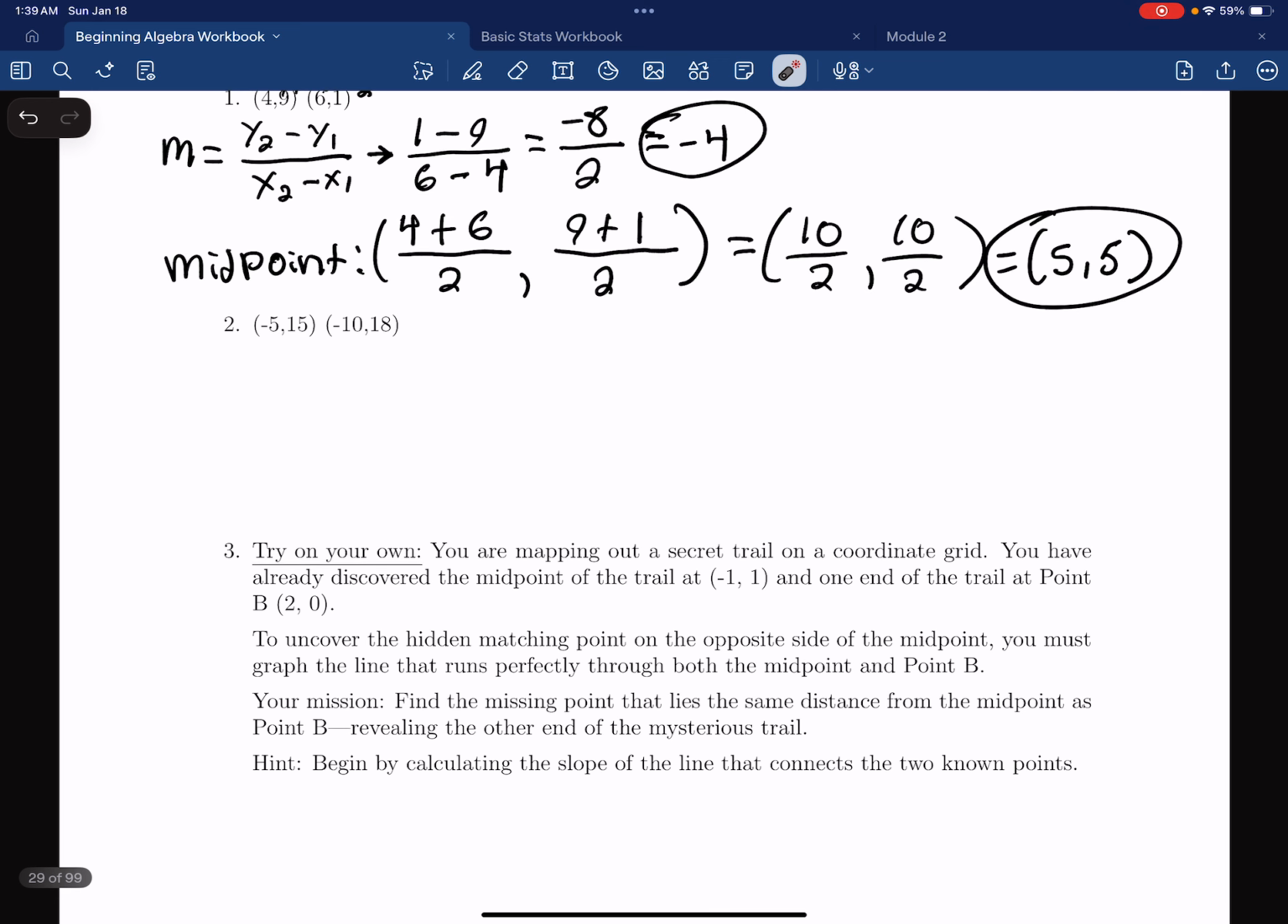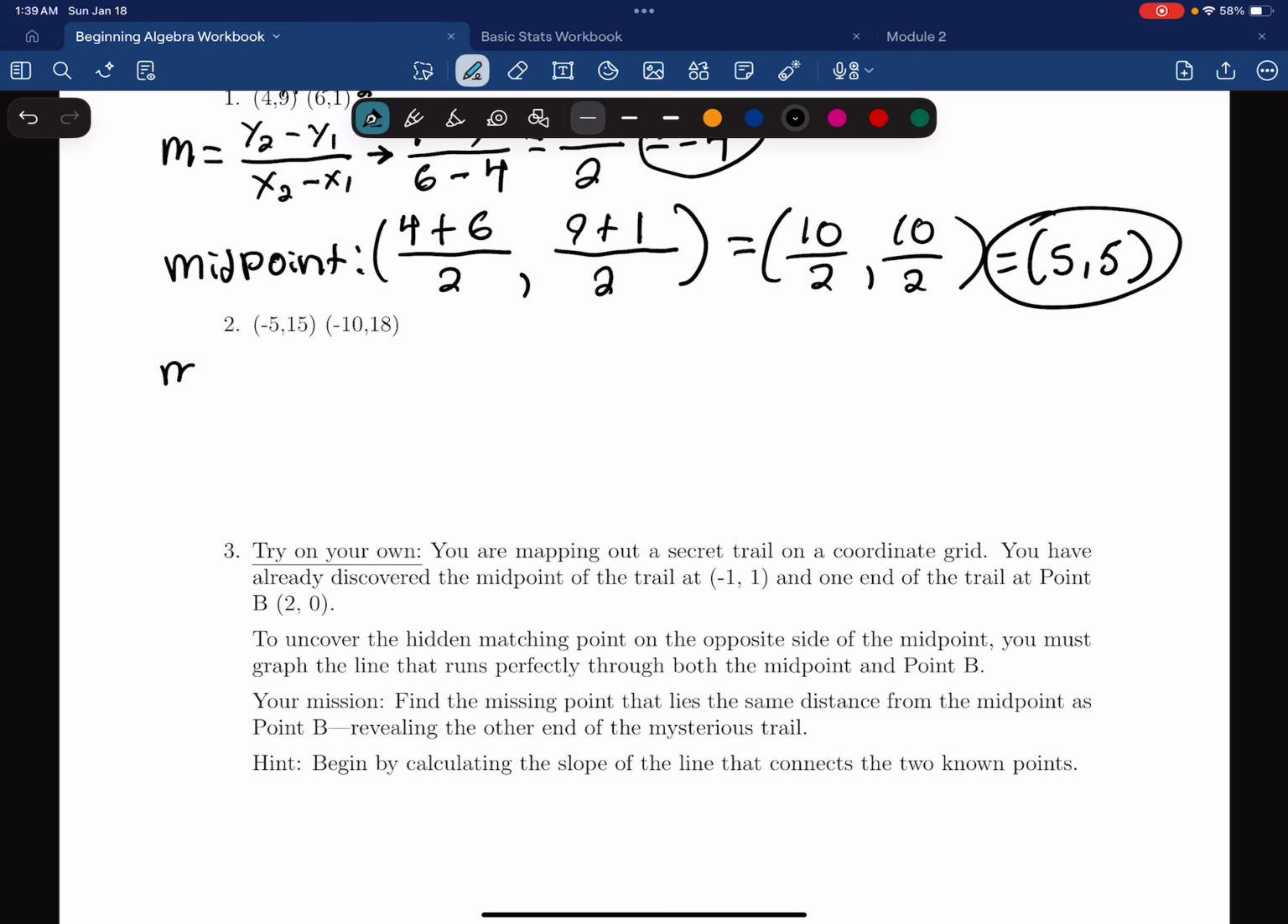Alrighty. So for example number 2, we have negative 5, comma 15 and negative 10, comma 18. So for our slope, we're going to take our y2 value, which is 18, subtract our other y value, which is 15, and divide that by our x2 value, which is negative 10. And then we're going to subtract negative 5, because that is our x1 value.